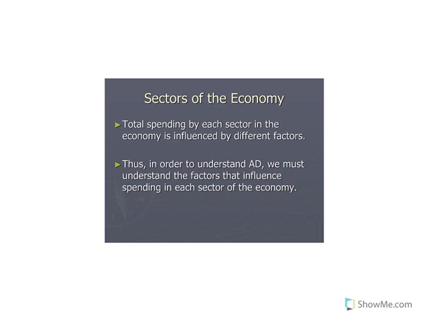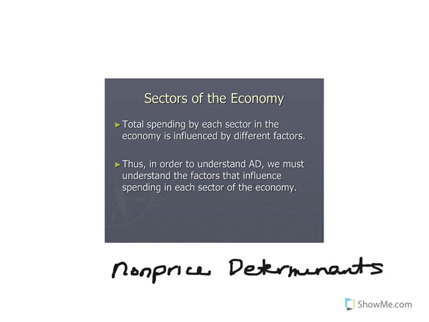Now, the total spending by each individual sector is influenced by completely different factors. In other words, factors that cause households to spend more money are not going to be the same factors that would cause businesses to spend more money. So in order to understand aggregate demand, we have to understand the factors that influence spending in each sector of the economy. This is also sometimes called the non-price determinants of aggregate demand. So in other words, what are the non-price determinants of demand that will influence aggregate expenditures?